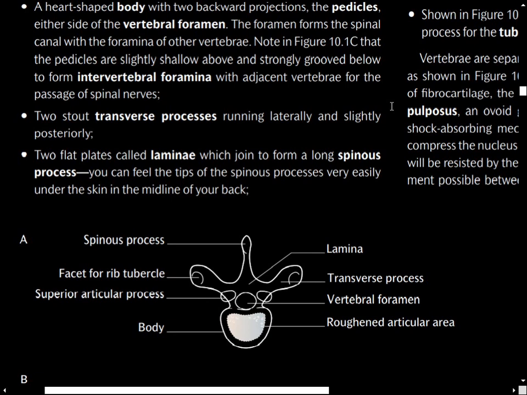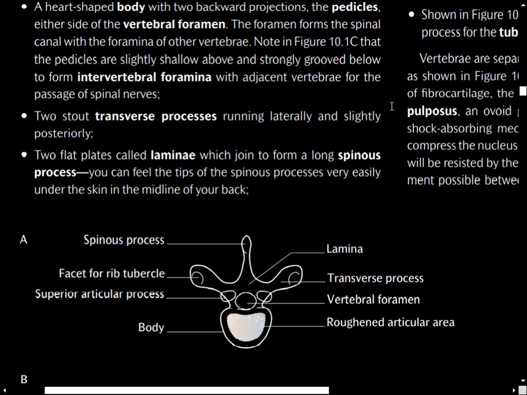Two stout transverse processes running laterally and slightly posteriorly. Two flat plates called laminae join to form a long spinous process. You can feel the tip of the spinous processes very easily under the skin in the midline of your back.